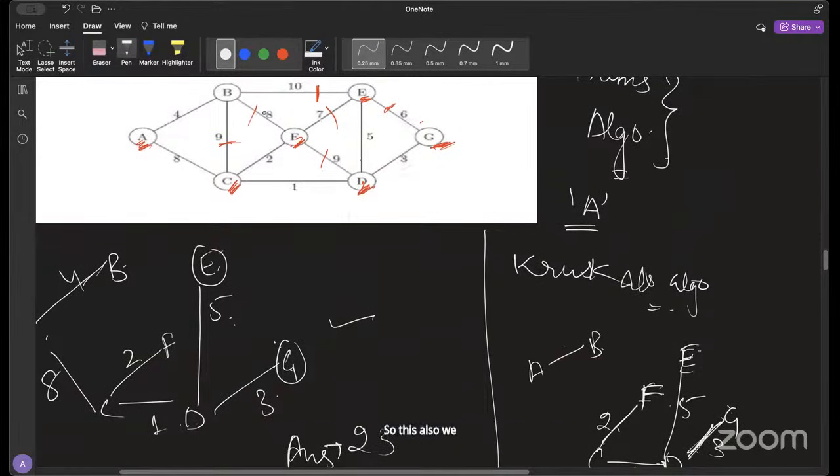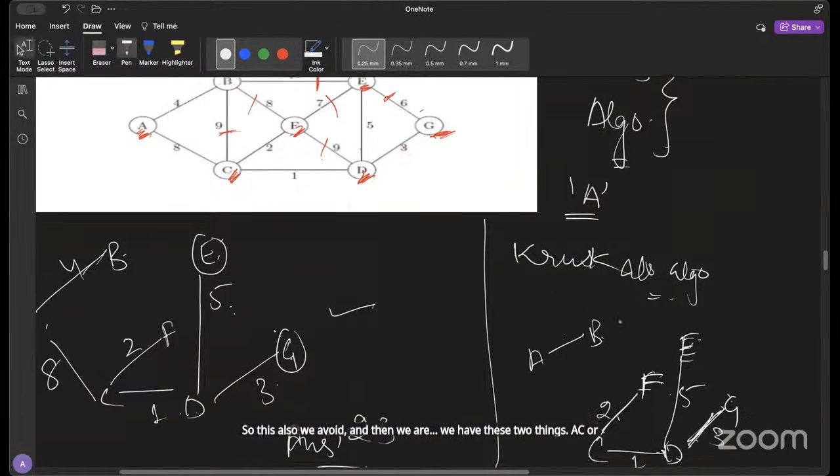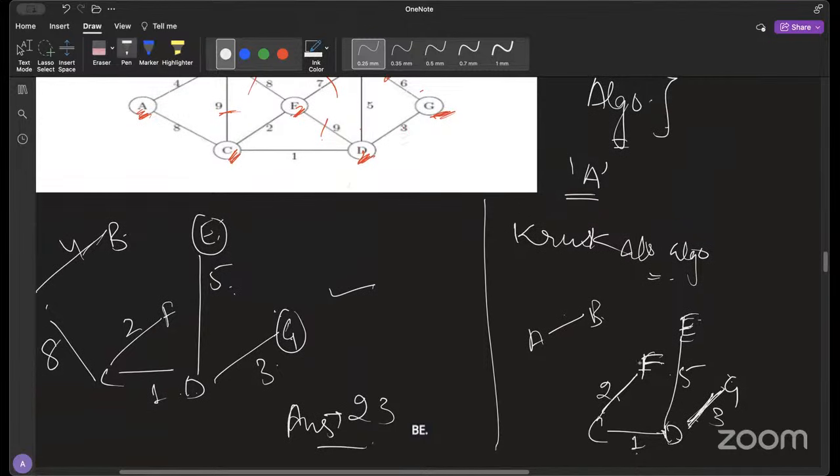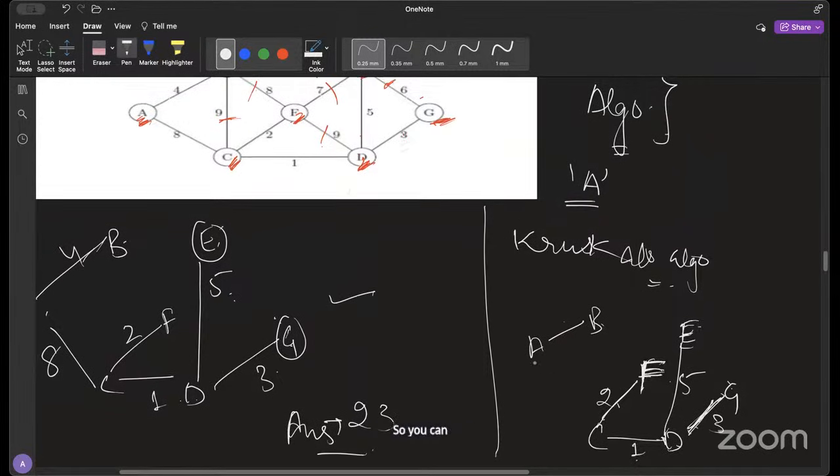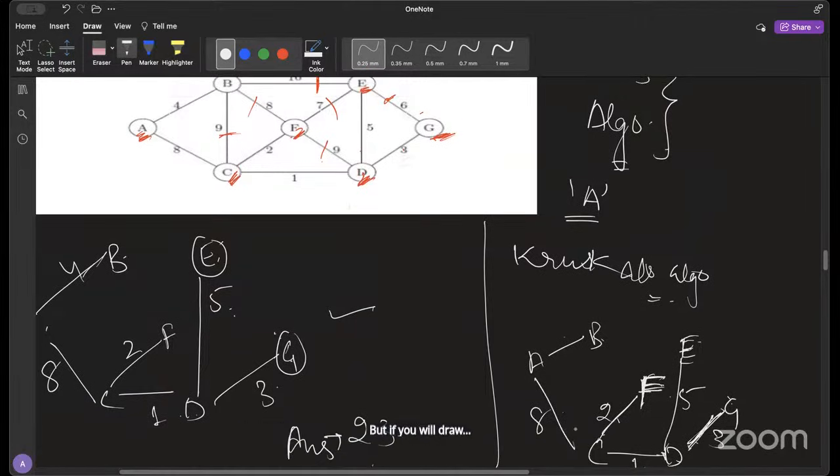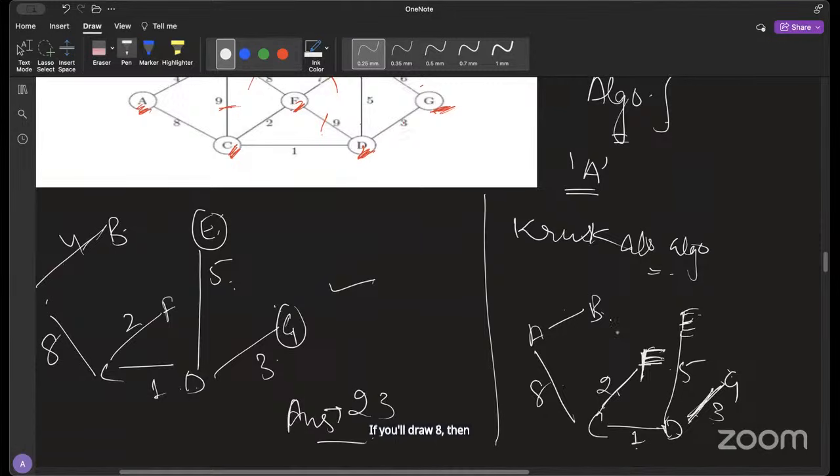And then we have these two things, AC or BE. So BF, this one, right? So you can draw them in any order. Both of them have the same weight, 8. But if you draw this 8, then you can't draw this 8 because it's forming a cycle. If you draw this 8 first, then you shouldn't be drawing this one because it forms a cycle. So let's draw this one.